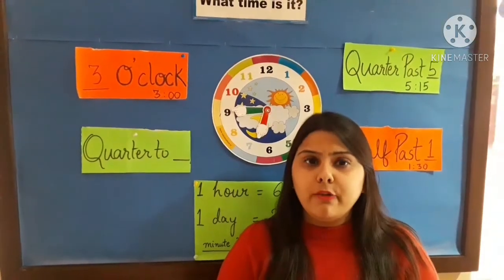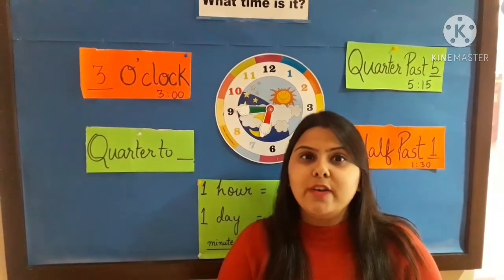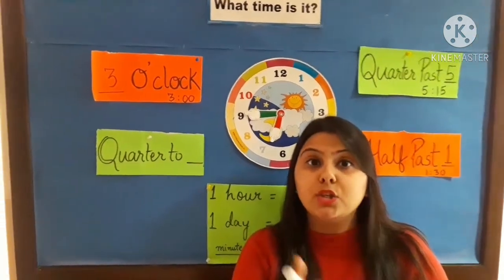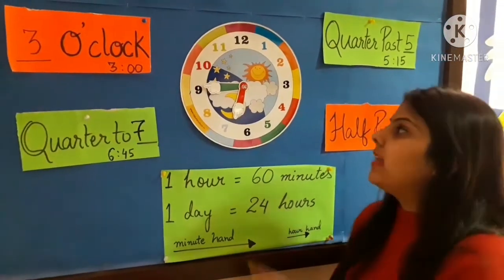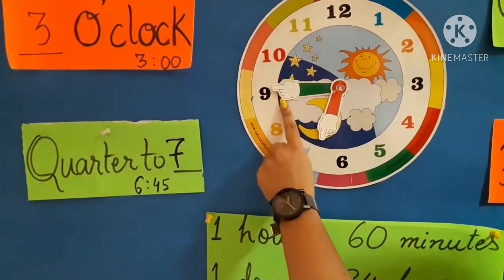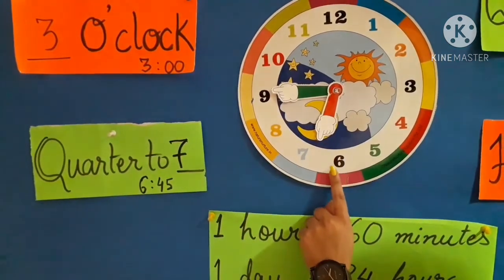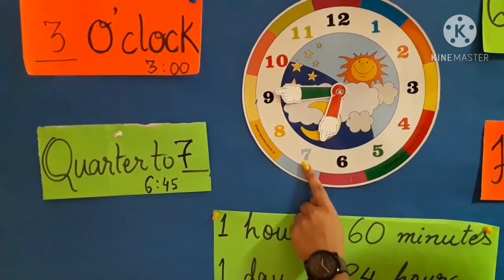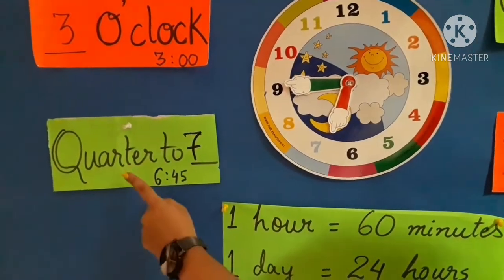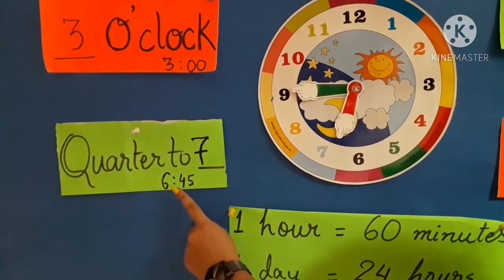Now you must be wondering how to write time when the minute hand is at 9. So always remember that when the minute hand is at 9, you will use the term quarter to. Now if you notice that the minute hand is towards 9, which tells us that the minute hand has covered 45 minutes. And the hour hand is beyond 6, that is more towards 7. So the way of writing time will be quarter to 7. And in figures, we will write it as 6:45.